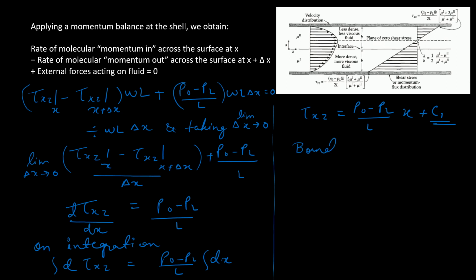So the boundary conditions are, let's see the diagram here. At x equals to 0, what do we get? An interface. So at x equals to 0, tau xz1 is equal to tau xz2.